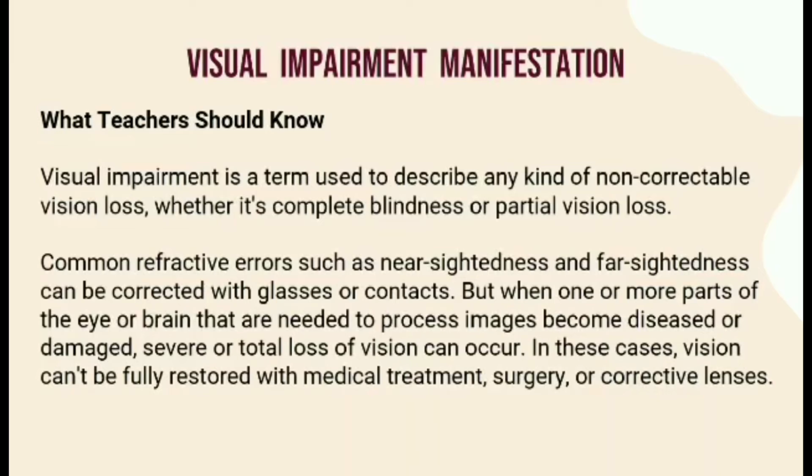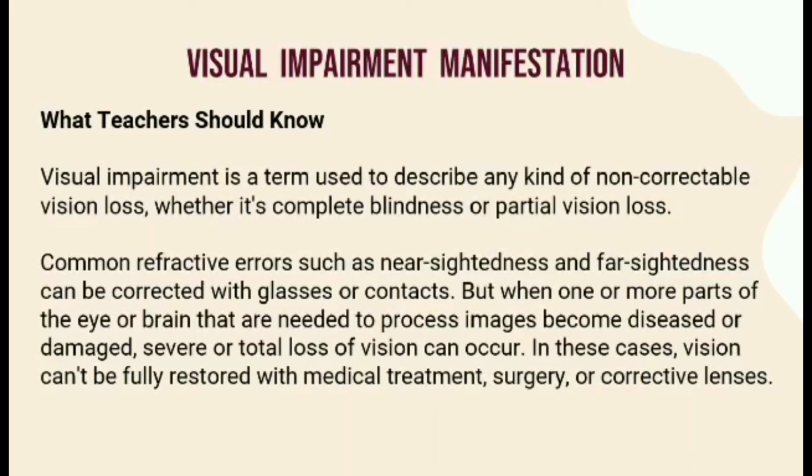Visual impairment is a term used to describe any kind of non-correctable vision loss, whether it is complete blindness or partial vision loss. It describes any kind of non-correctable vision loss, whether it is a condition of the eyes, complete blindness, or partial vision loss.